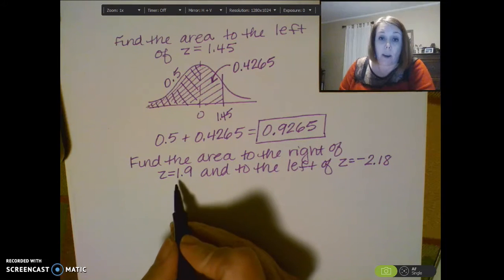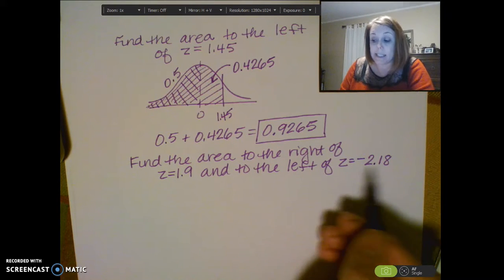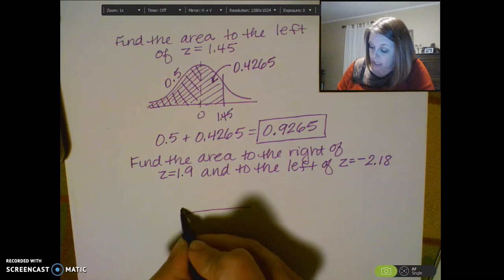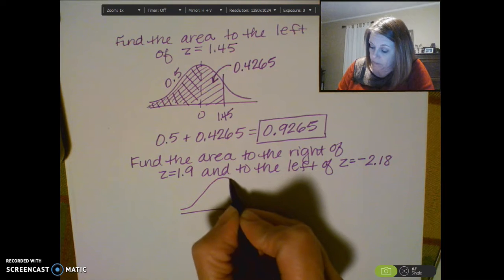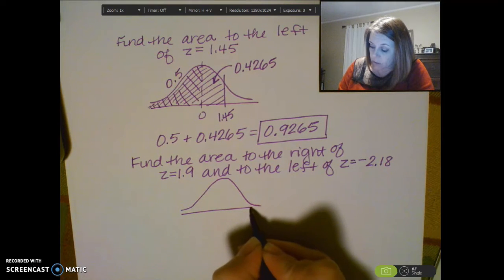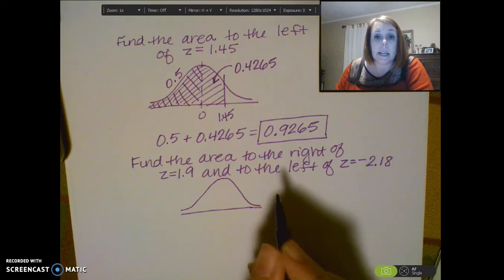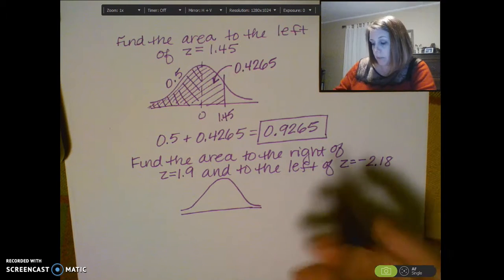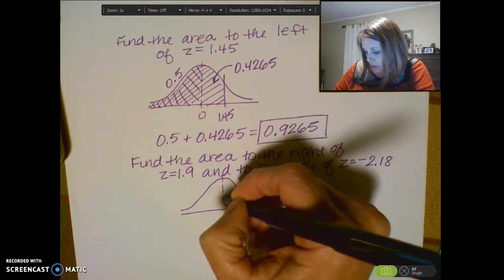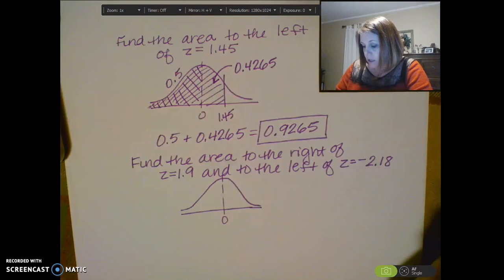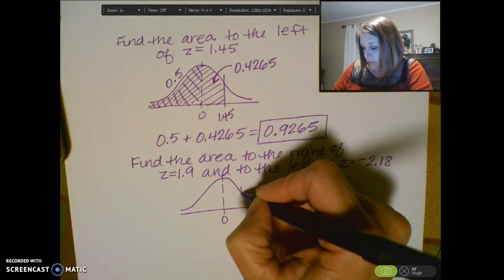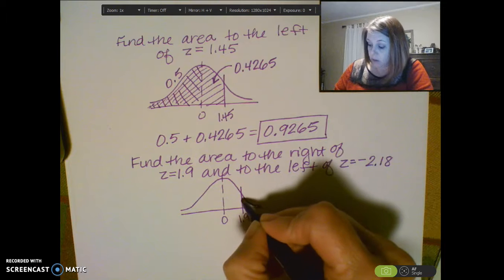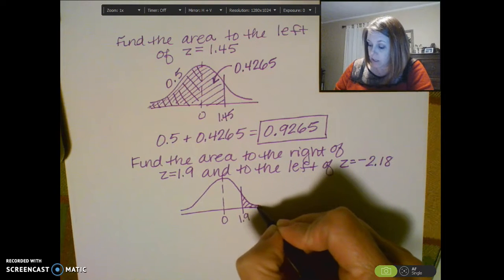We could also say greater than 1.9 and less than negative 2.18, keeping in mind that those greater than, less than words can come into play as well. There are also other ways that we can write these using inequality statements, like with a greater than or less than symbol. So in this case, z of 1.9 is going to be over here to the right, and we want to shade to the right of that value. So there's the tail like what we looked at before.